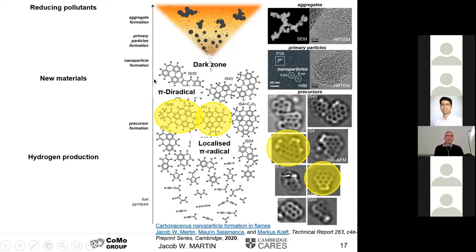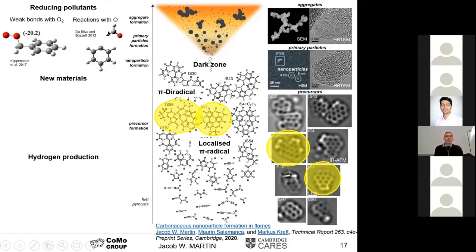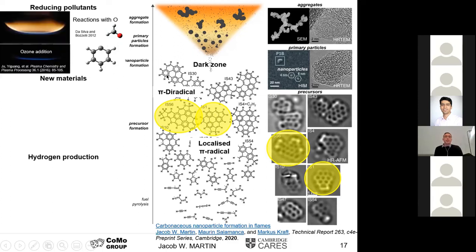So the first thing, in terms of reducing pollution, is we know a little bit about the way in which these localized pi radicals react. They form very weak bonds with O2, and that's because there's a partial resonance stability of these sites. So they're very hard to remove with O2. This is benzyl. However, they will react with oxygen atoms. And so there is a thought that perhaps the addition of ozone could be a way of effectively removing these sites from the flame. And indeed, ozone addition has been found to significantly reduce the amount of pollution that's formed in this counterflow diffusion flame.